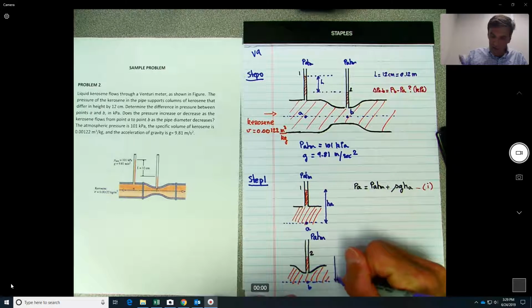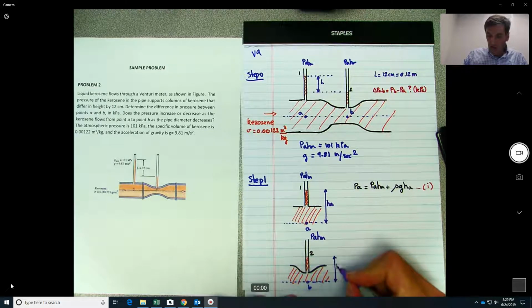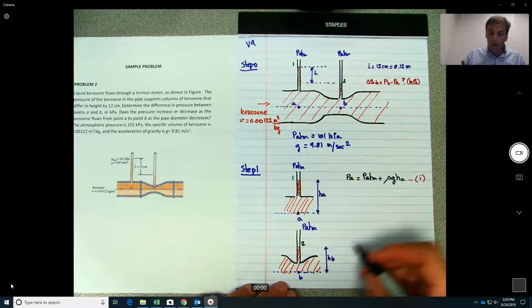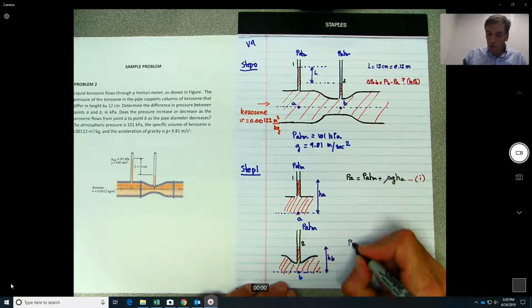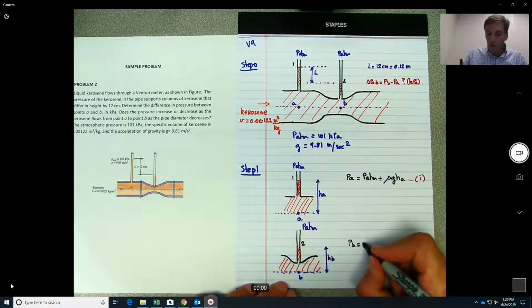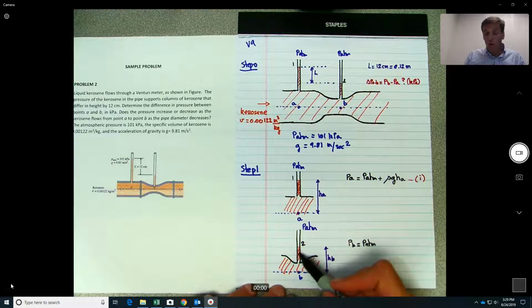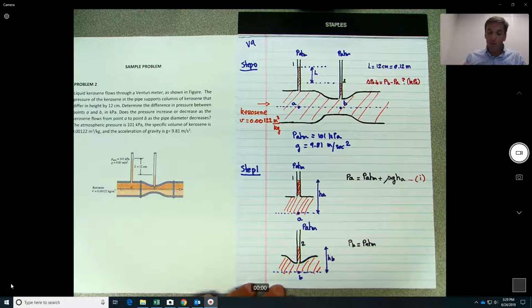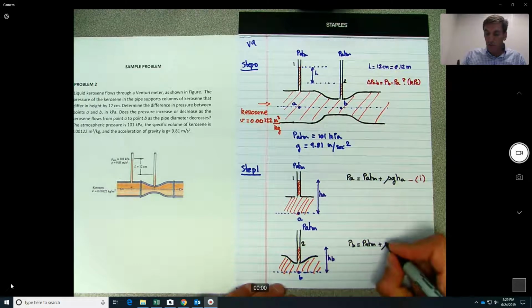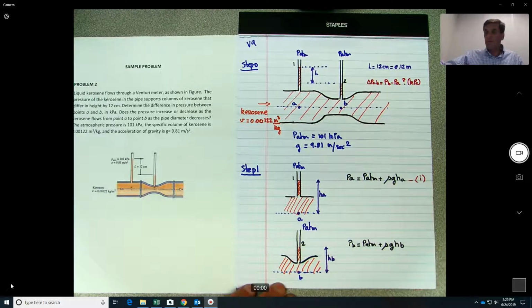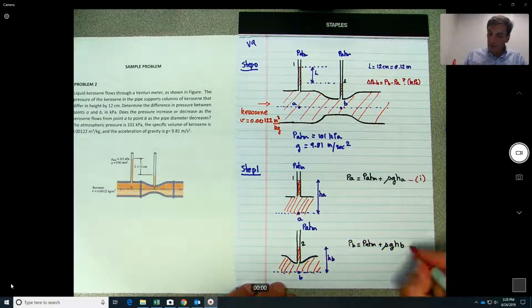Okay, so let's say this will be H sub B. So for the same reason as over here, what would you have? PB should be equal to the atmospheric pressure at this point plus all the pressure that is induced by all the fluid on top of point B. So plus rho G HB. And this will be our equation 2.